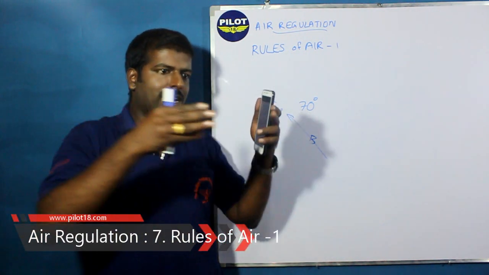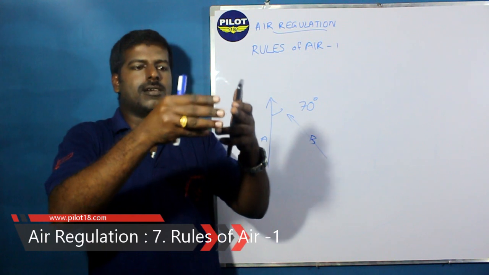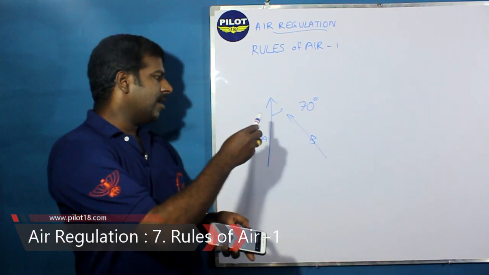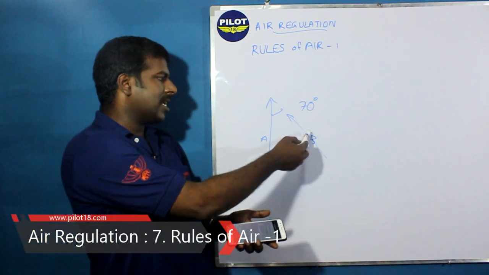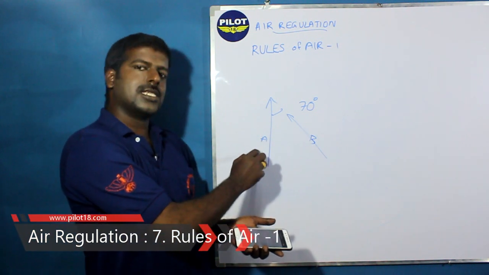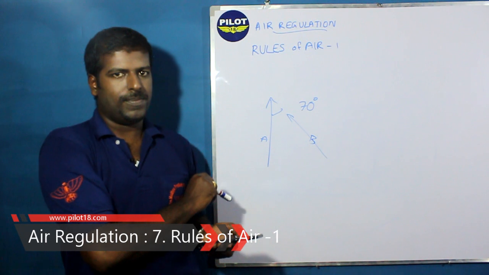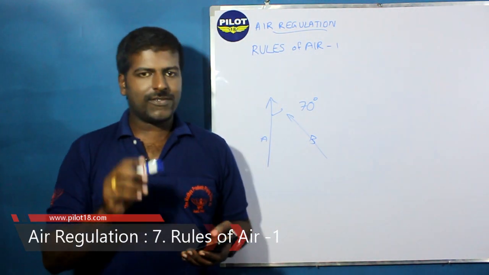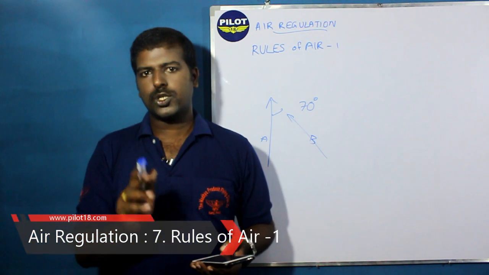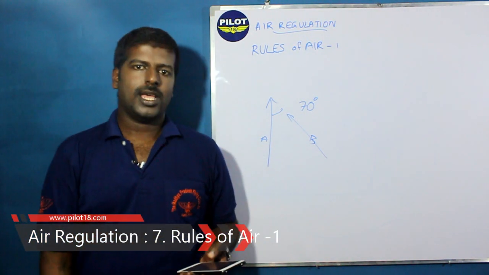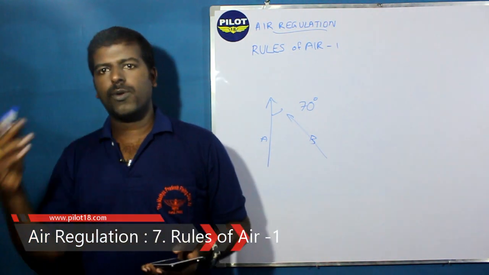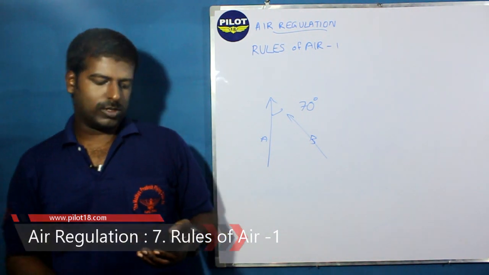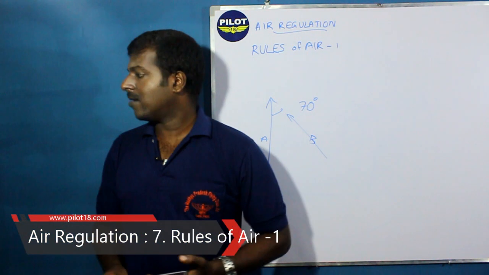If two aircraft are converging, which one has the right of way? The aircraft which has the other aircraft on its right. That means in this case A has the right of way. And power driven heavier than air aircraft should give way to airships. Airships should give way to gliders, non-powered gliders. Gliders should give way to balloons. That is the priority. Then comes overtaking.